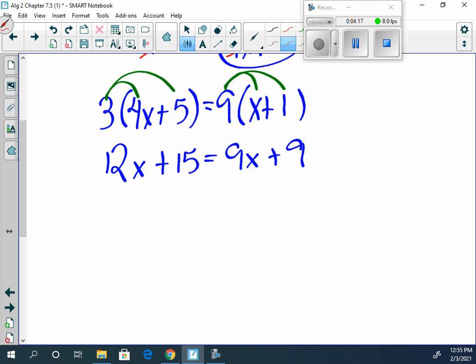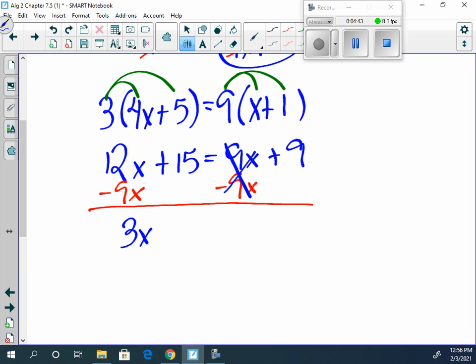What do we need to do next to solve for the value of x? I guess you could add 9, or you subtract 9x from both. Yeah, we can subtract 9x from both sides. We need to get the value of x on the same side, because 9x minus 9x will cancel. 12x minus 9x will give us 3x plus 15 is equal to 9.